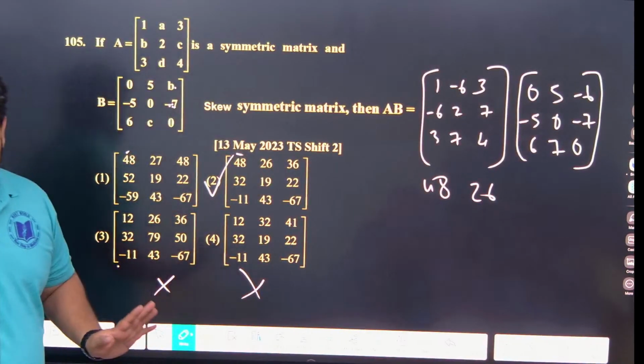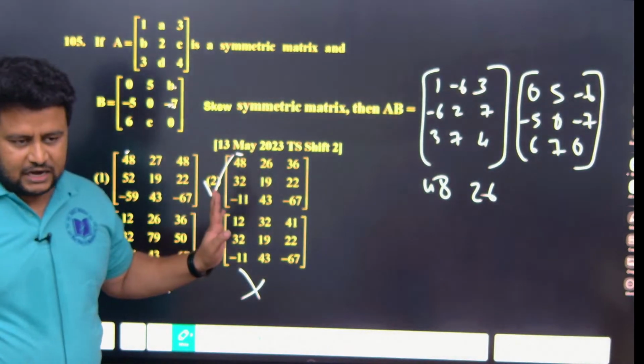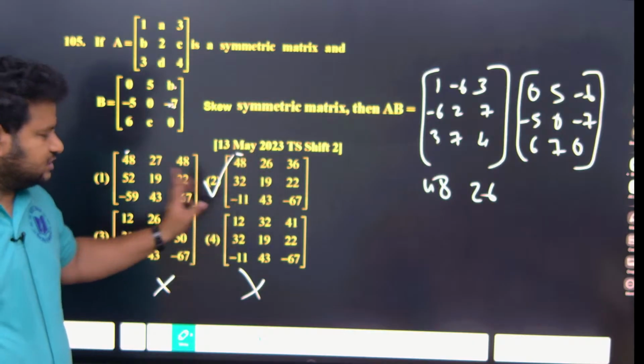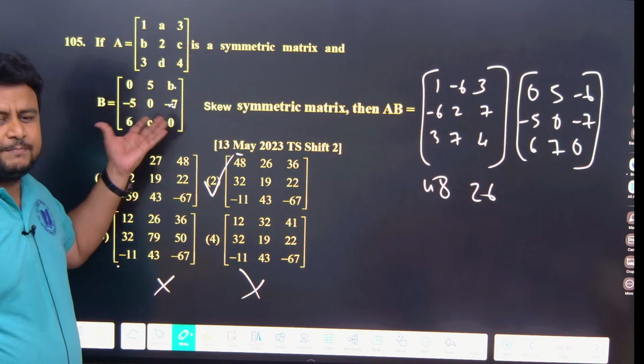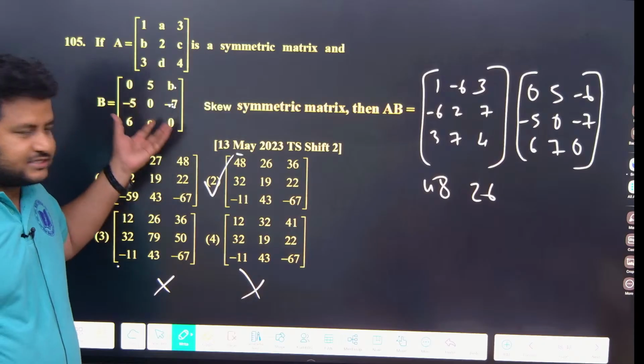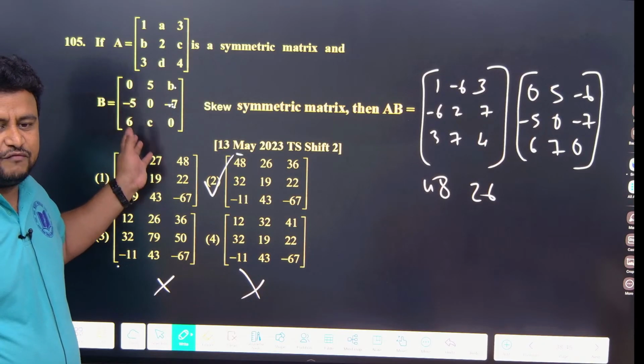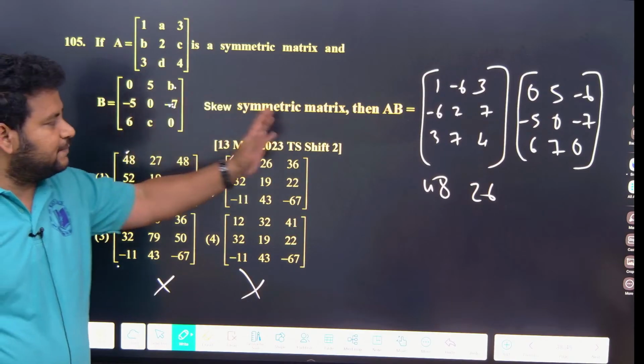That's all you have to do. You should not do the full multiplication and waste your time. You should do only what is required. So understood how we got this answer? Just by the property of a symmetric matrix, Q symmetric matrix, you will be able to solve. Based on that you will be able to find the values of A, B, C, D. Then you have to do the multiplication.